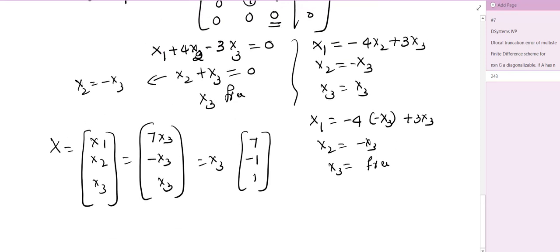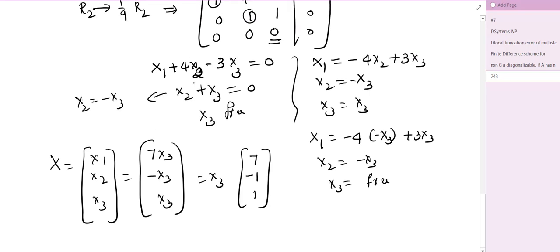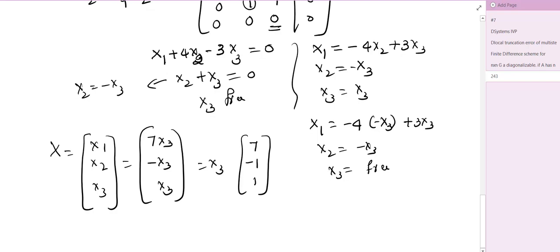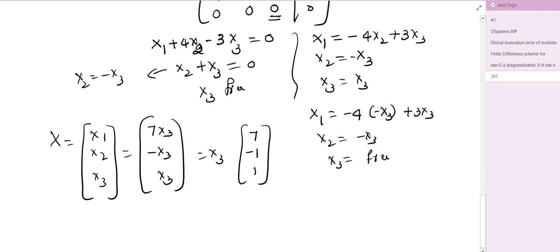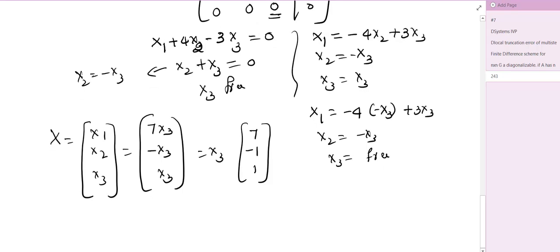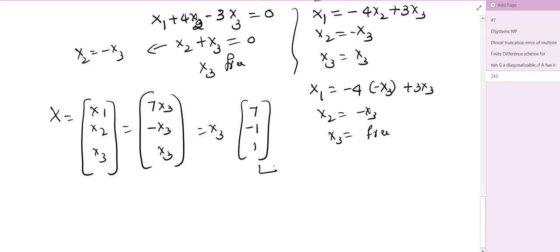Okay, so sorry, you can see here x2 will be equal to minus x3. So yes, you have got the v1 here.